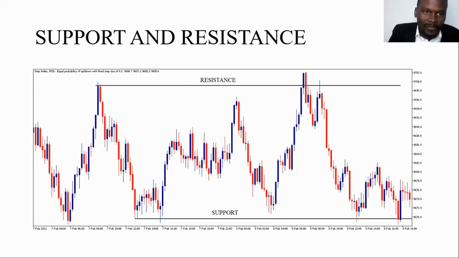This resistance that was drawn here was the highest point price reached there. This is the highest point price reached before price fell to the downside. So what you do is, next time when price comes to that point, draw a line on the last up candle, which is the bull candle there. You put this line on this candle close, which is the up candle.